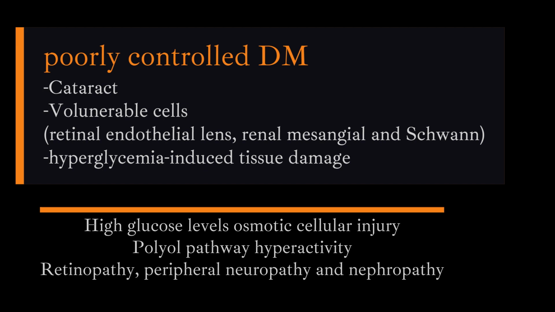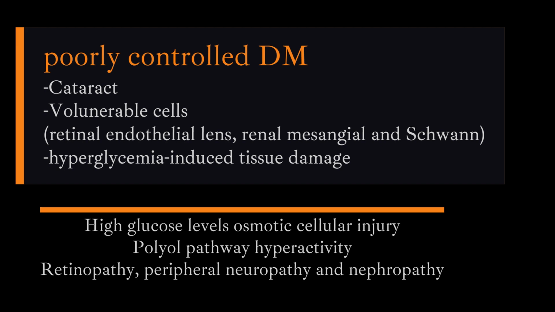In polyol pathway overactivity, the enzyme aldose reductase converts glucose to sorbitol, which is then oxidized to fructose by the enzyme sorbitol dehydrogenase. With hyperglycemia, formation of sorbitol occurs faster than its metabolism to fructose, resulting in its accumulation. Sorbitol increases the osmotic pressure in tissues, which will stimulate the influx of water, leading to osmotic cellular injury.